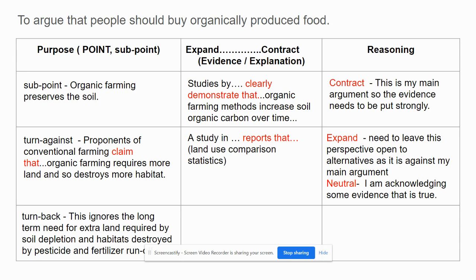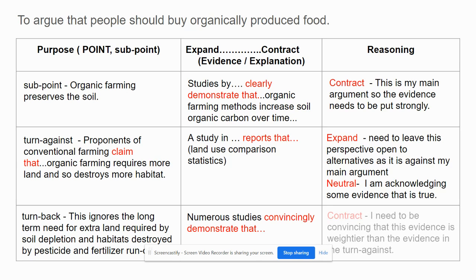In our turn back, we might claim that the idea that organic farming requires more land ignores the fact that conventional farming, because of soil depletion, over time requires even more land because land has to be abandoned and new land farmed. And also the idea that conventional farming destroys habitats by pesticide and fertilizer runoff. So our evidence for that might be "numerous studies convincingly demonstrate that". And in this case, once again, we're contracting the idea space.